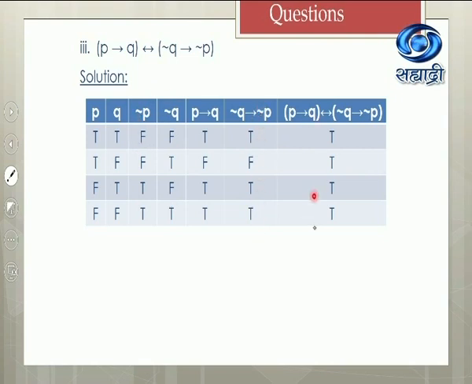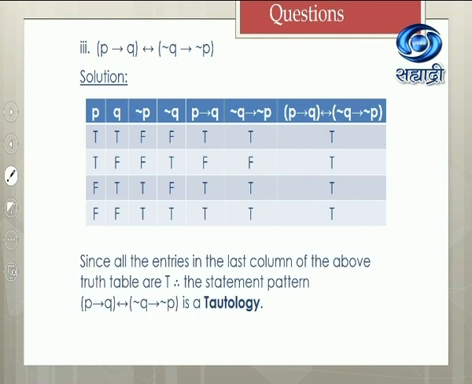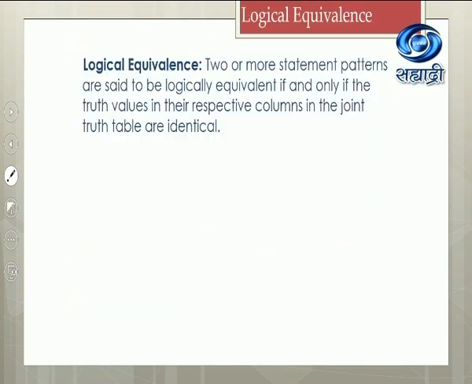Okay. Then lastly we want this column. So P implies Q if and only if negation of Q implies negation P. True if and only if true is true, false if and only if false is true, true if and only if true is true, and true if and only if true is true. As you can see, all are true. So since all the entries in the last column of the above truth table are T, therefore the statement pattern is a tautology. Compulsorily this statement has to be mentioned, as it carries a mark.